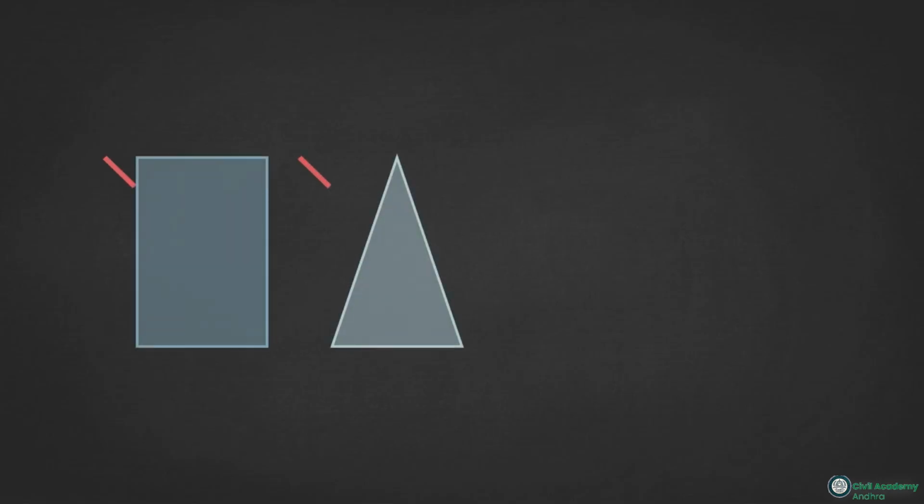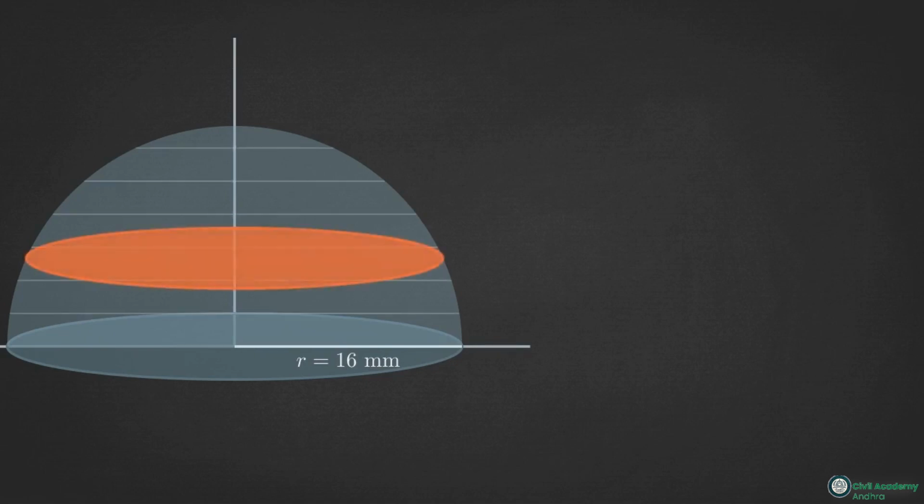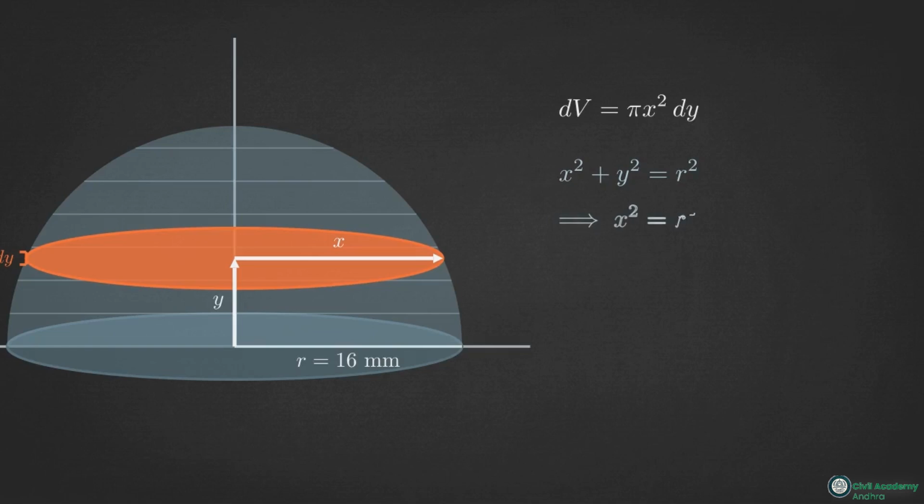When an object features continuous curves, we can no longer rely on simple blocks. We must use calculus to find the balance point. Consider a solid hemisphere with a 16 millimeter radius. We analyze this by slicing the hemisphere into an infinite number of thin disks. Each disk represents a differential volume, dV, which is defined by the area of the circle times its thickness, dy.